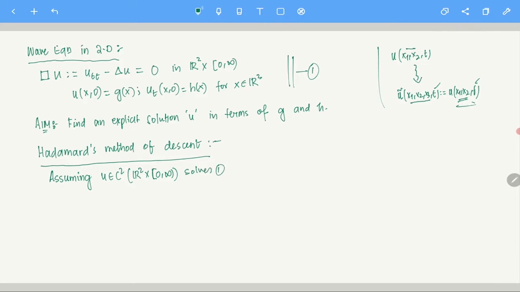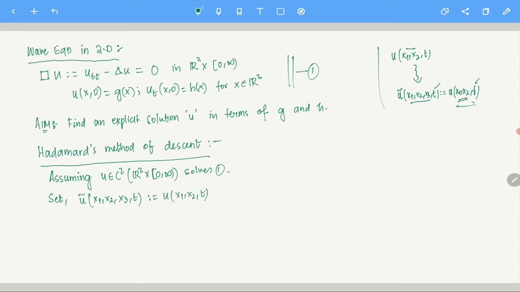Okay, this solves 1. What I will do is I will write it like this. Okay, now set u tilde, exactly what we just discussed, of x1, x2, x3 and t. This I am going to set to be u of x1, x2, t.